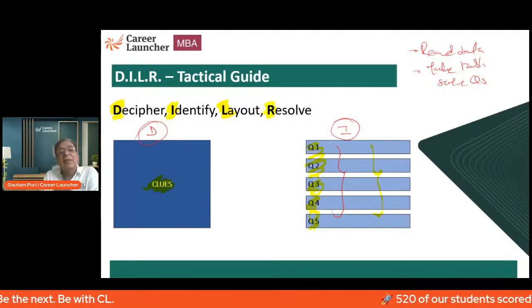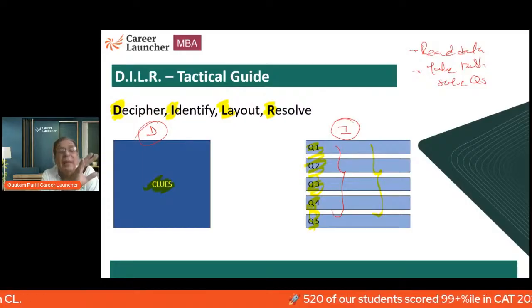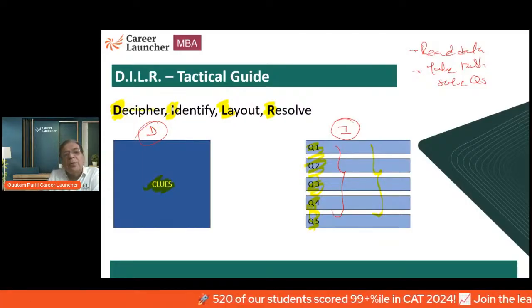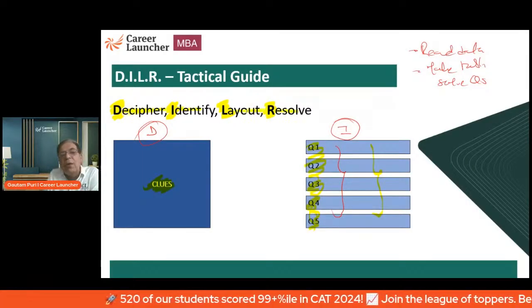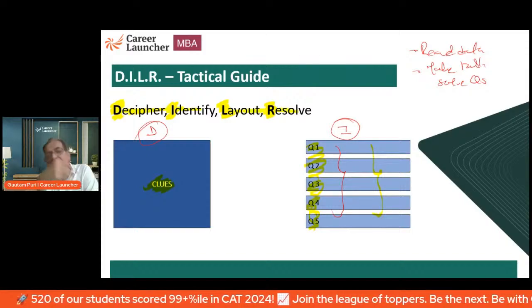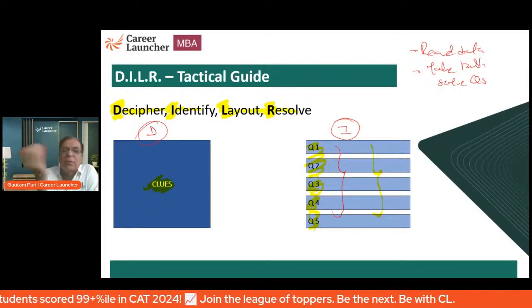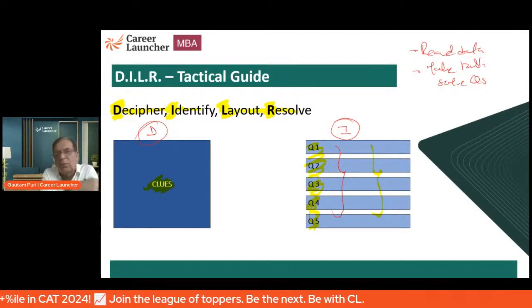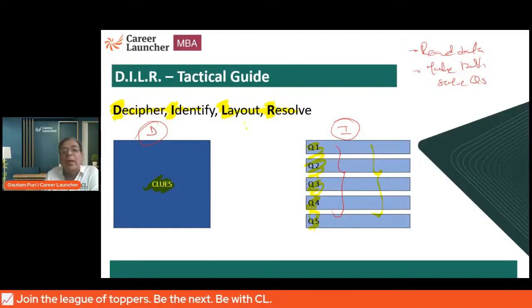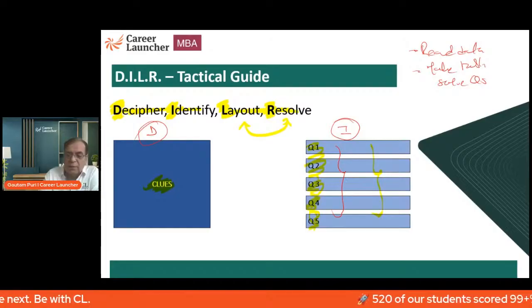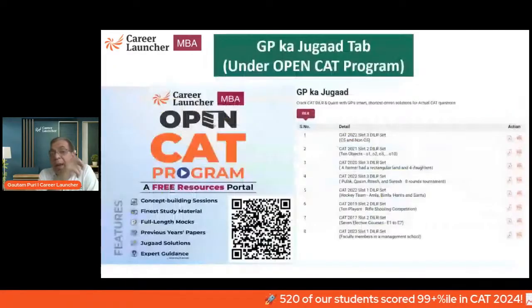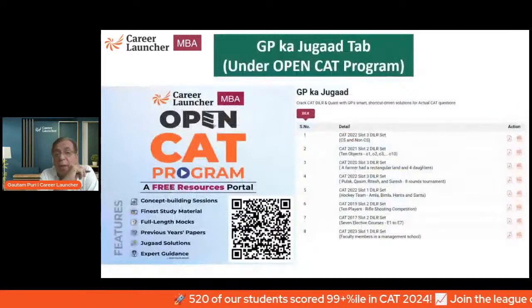So DI and LR will happen parallelly. These two have to be done parallelly. So you make the layout, do the question, get the information from the question, improve your layout, and so on and so forth. So that back and forth between the question and the data, table, etc., has to be done on a regular basis. Okay? And I hope you have done this particular set.